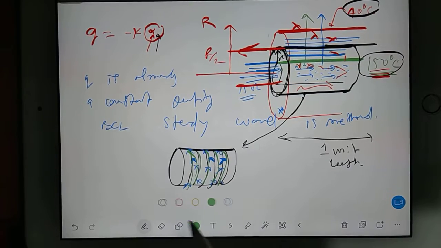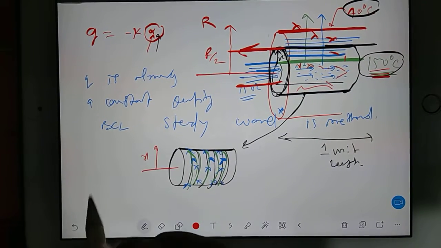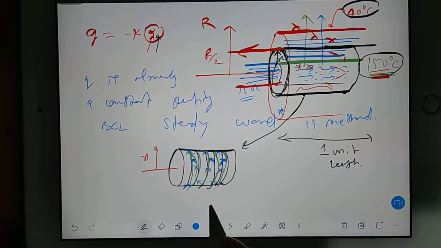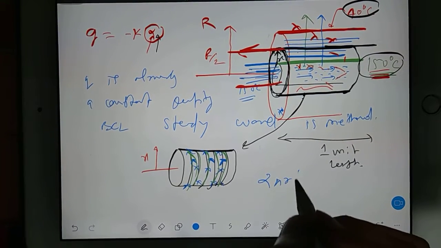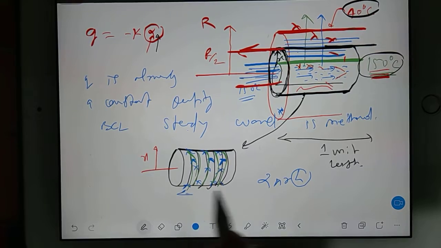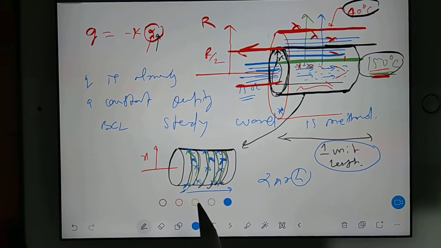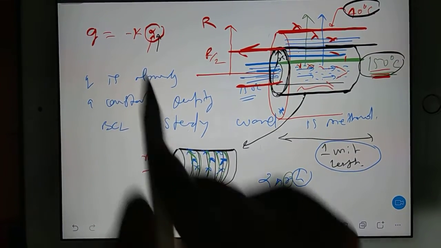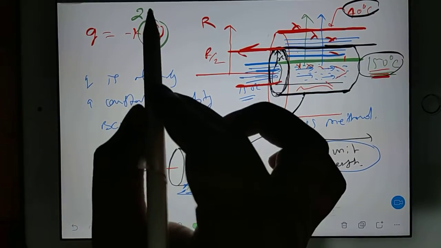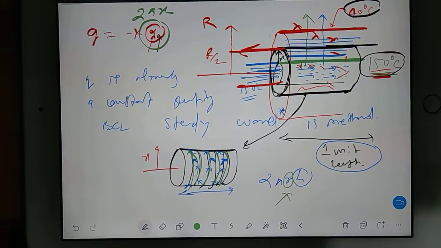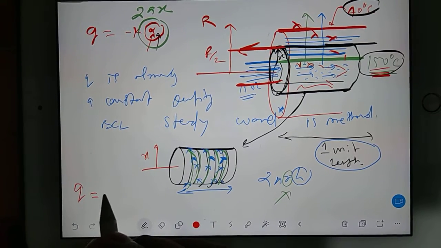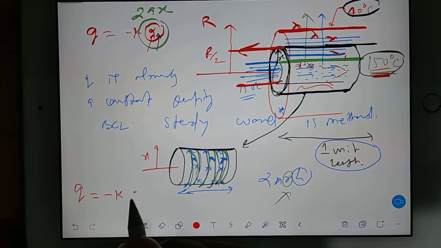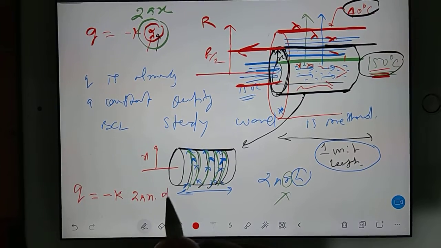So that area is nothing but, radius is x. You know what is the area of the cylinder? That is nothing but 2 pi r h. This h is nothing but the height of the cylinder. I have considered 1 unit, and this radius I am considering as x. So this alpha I will replace as 2 pi x, right? So the Q equation I can write finally as minus k 2 pi x and temperature gradient dT by dx.